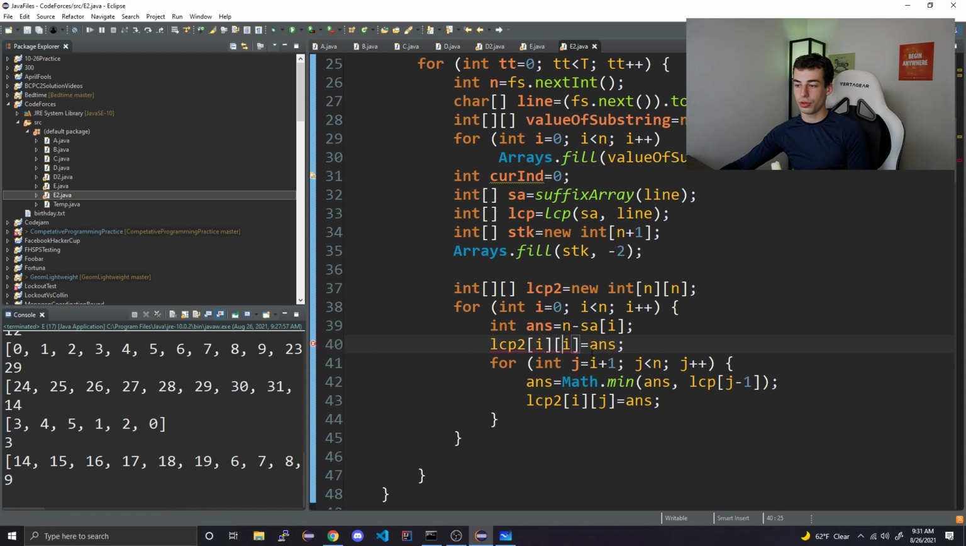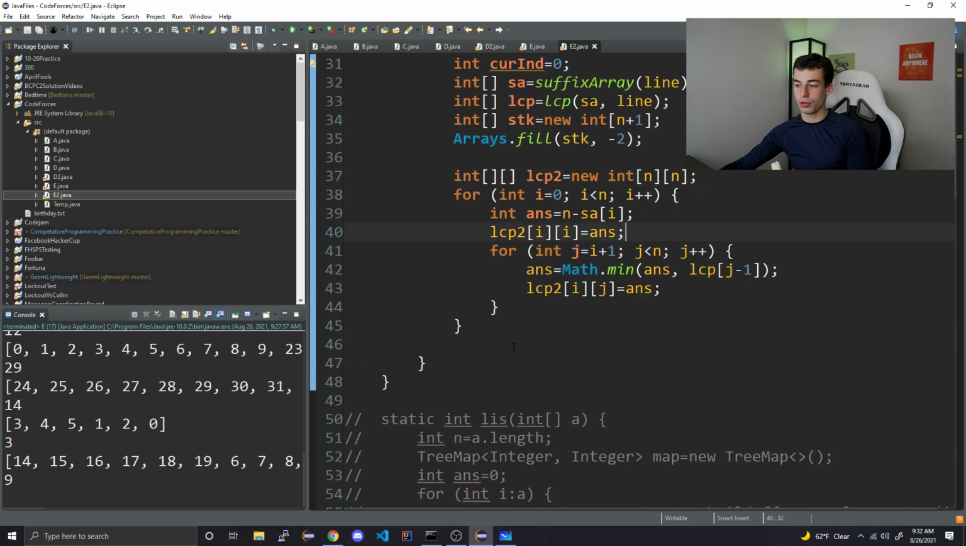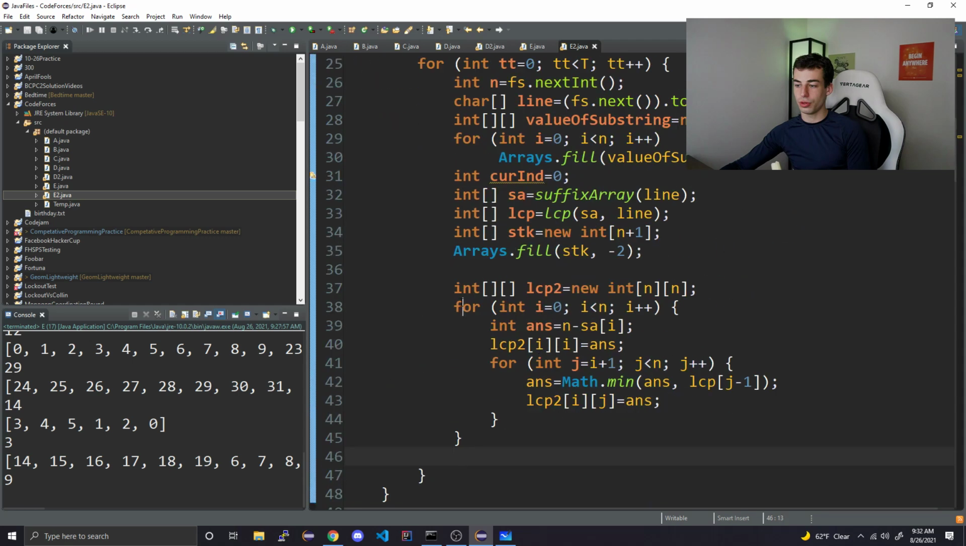LCP2 at i i equals n minus this. Is this true? So we are ourself. N is length of the string, suffix array at i is the start index. Yeah, I think that's fine. Okay, so now we have all of our LCPs. So now we need int array dp, this new int array, this is just linear, int array n.